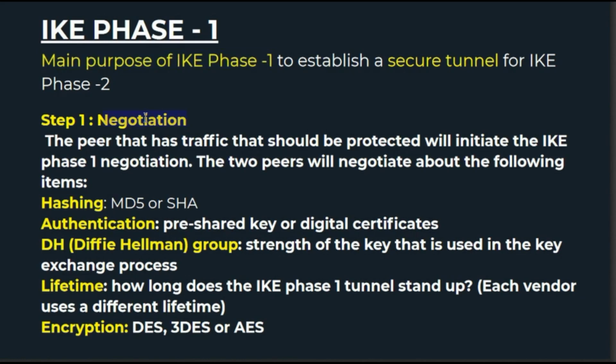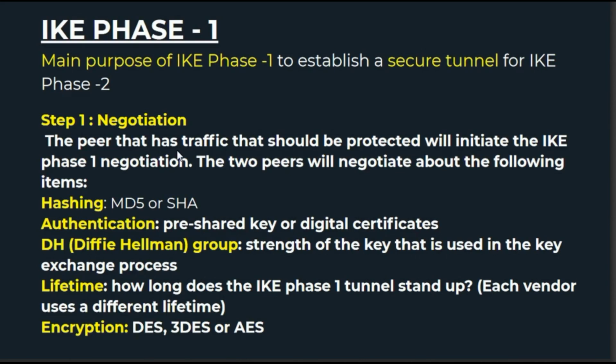First step is negotiation. The peer that has traffic that should be protected will initiate the IKE phase 1 negotiation. The two peers will negotiate the following items: hashing, authentication, DH group, lifetime, and encryption. In hashing, we use a hashing algorithm to verify integrity. So we can use MD5 or SHA for this. Authentication: each peer has to prove who it is. Two commonly used methods are a preshared key or a digital certificate.